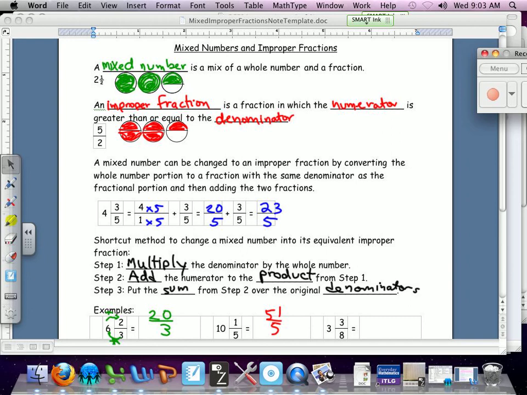So 5 times 10 means 10 is worth 50 fifths, plus the 1/5 I had there, 51 fifths. Around the world. And then the last example here: 3 and 3/8 is worth what as an improper fraction?